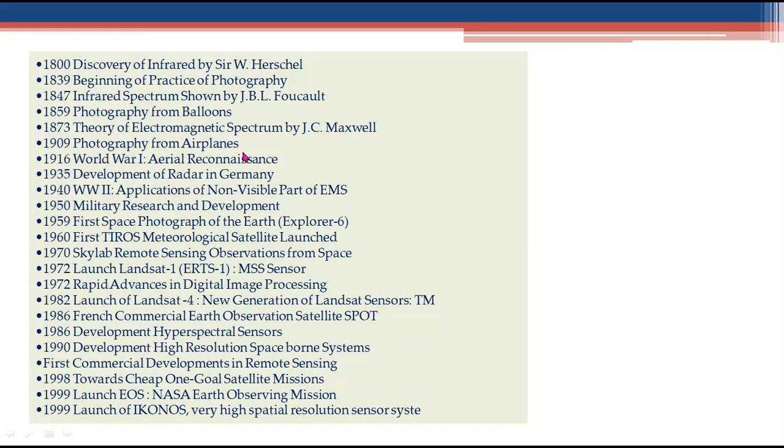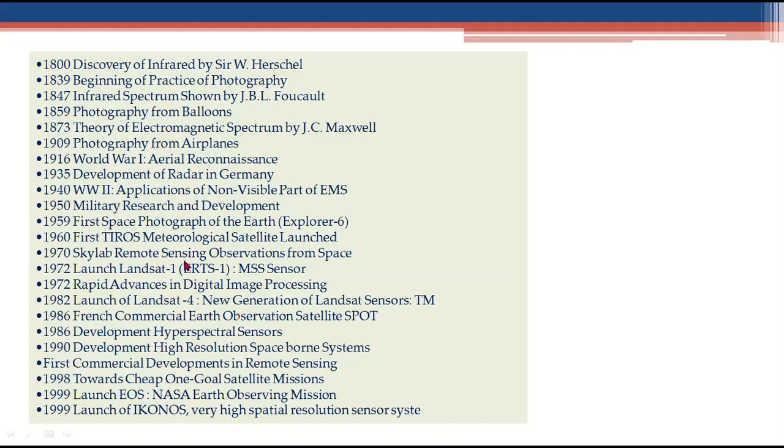1909, photographs from airplanes. 1960, World War I, aerial reconnaissance. In 1935, development of radar in Germany. 1940, World War II, applications of non-visible part of EMS. 1950, military research and development. 1959, first space photograph of the Earth, Explorer 6. 1960, first TIROS meteorological satellite launch. Pehla meteorological satellite, which was giving data or information about the weather and climate.